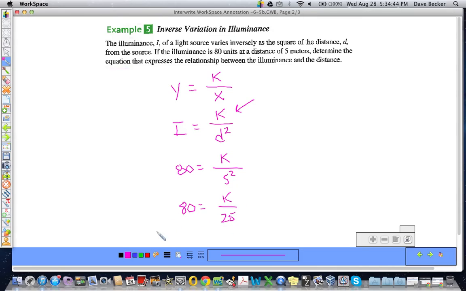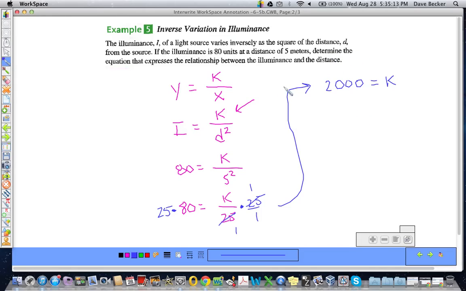5 squared is 25. So now I need to multiply both sides by 25. And I do that because the 25s can cancel. So 25 times 80 equals k, so I'm going to say that 2000, which is 25 times 80, is equal to k. Now, just because we have found k, we have not answered the question.